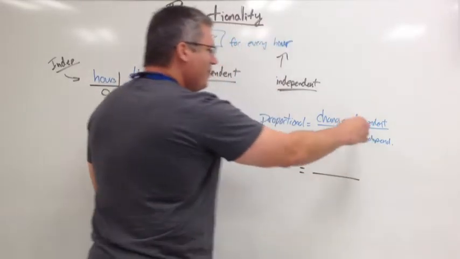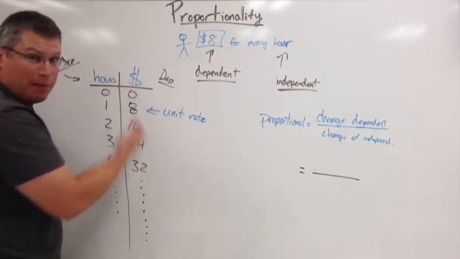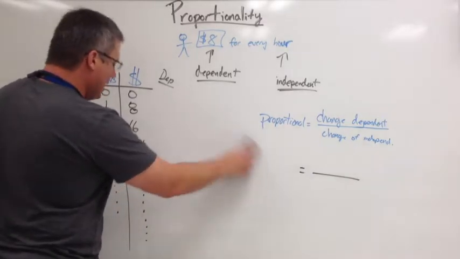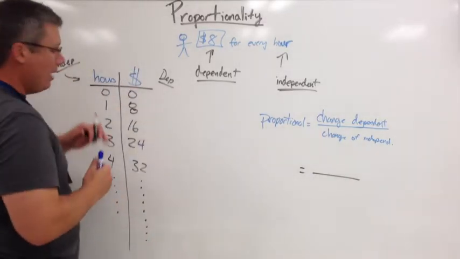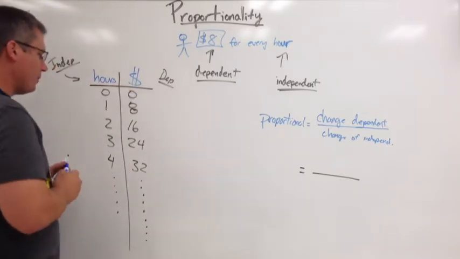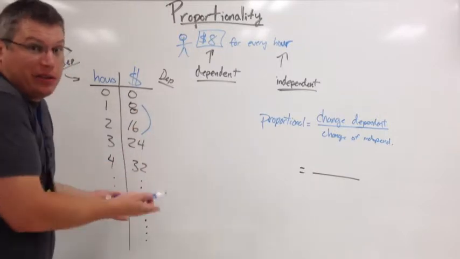So I need the change of the dependent on top. So I pick 2 numbers. Now it really doesn't matter which 2 I pick. I can pick any 2. But again, we talked about the 0, 0 not being there, so I'm not going to pick the 0, 0. I'm going to pick the 8 and 16. Why? Doesn't matter, I just picked 2.